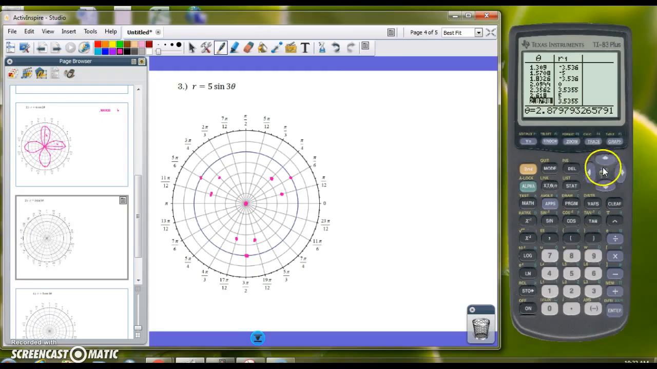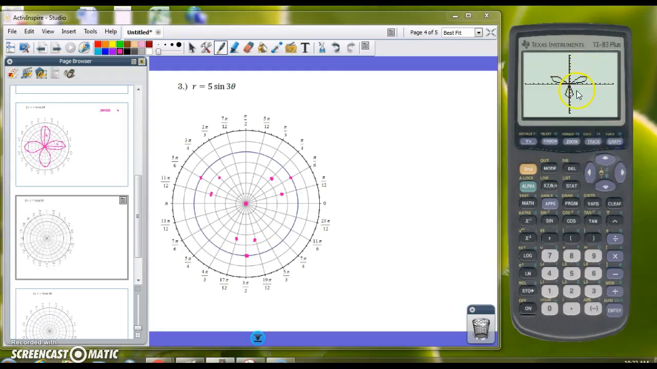But remember, if you look at the graph, you get an idea of what the shape is supposed to look like, and then you can plot your points accordingly. Once you have a few points, you know it has to have symmetry. You know it has to be symmetrical because it's sine. It's going to be symmetrical about the line theta equals pi over 2. So you can pretty much get these other points based off of these 3 points you have here.